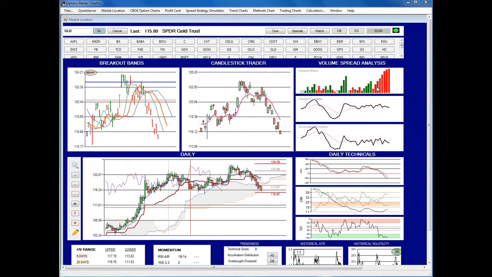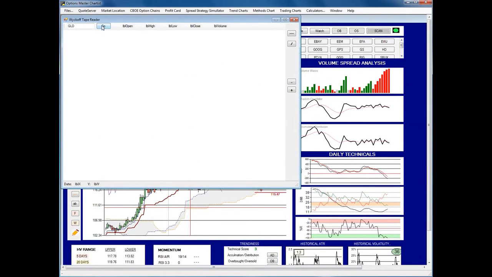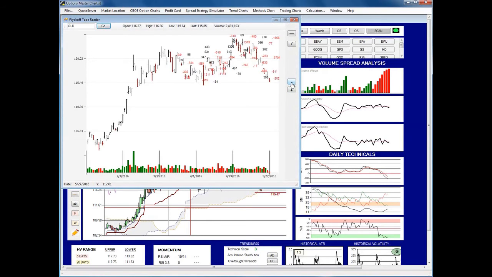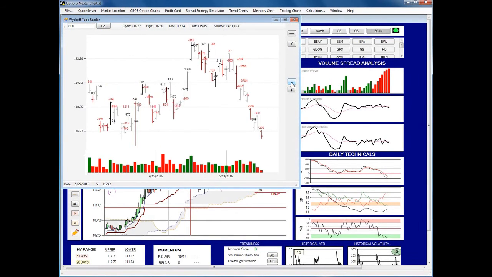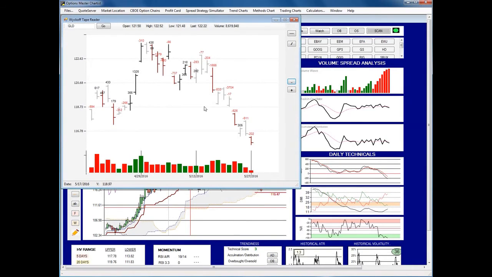We can see from the volume spread analysis that cumulative volume has been very bearish. Distribution has undoubtedly been going on pretty much without interruption. We can take a closer look at that by looking at our Wyckoff tape reader chart. And this is an interesting chart that you really won't find anywhere else. Let's loosen it out, spread it out.